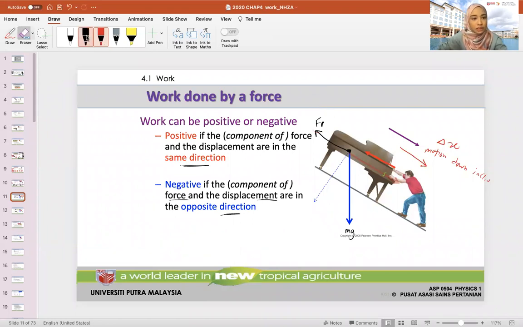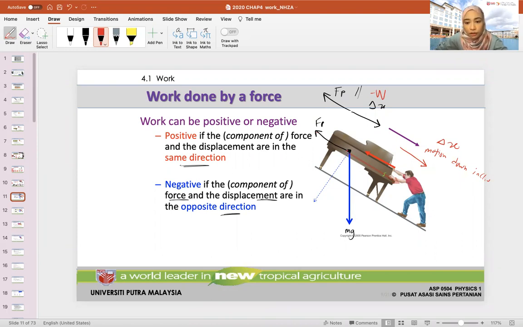The pushing force is parallel. Okay, the pushing force is in this direction, and delta x is in this direction. It is parallel but in the opposite direction. Therefore, we have negative work done. What about the gravitational force? Force and displacement will give us work done.